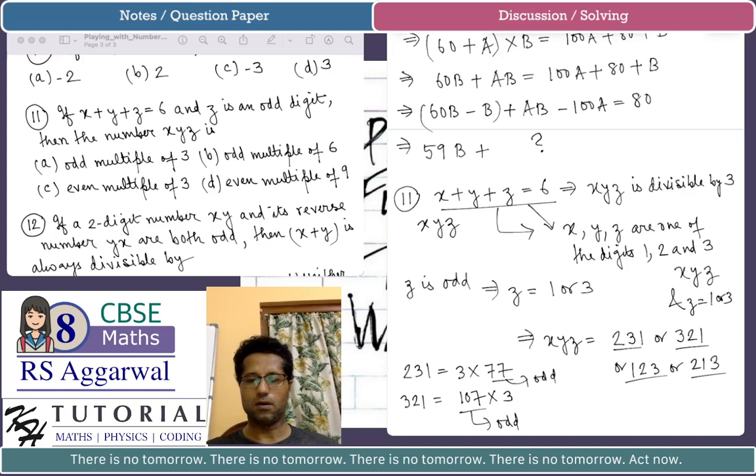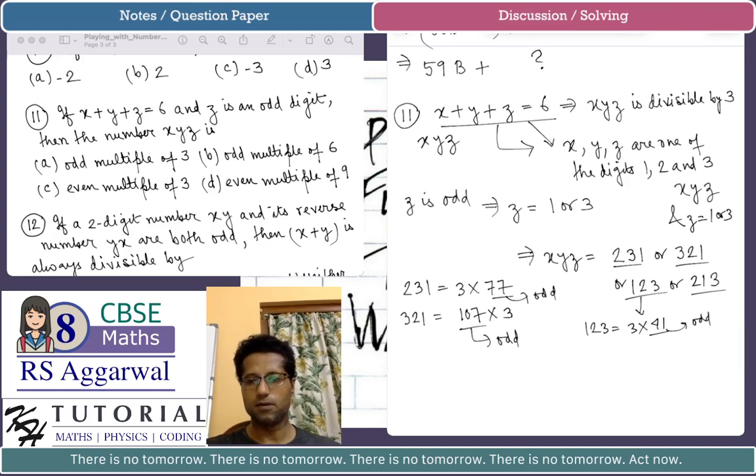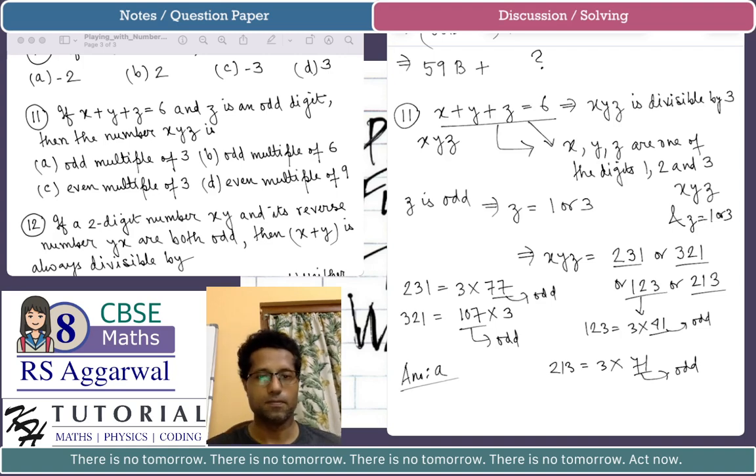What about 123? 123 is equal to 3 multiplied by 41, and 41 is odd. So this is also an odd multiple of 3. And the last number 213 is equal to 3 multiplied by 71, and 71 is also odd. So definitely the number xyz is an odd multiple of 3. So the correct choice is A.